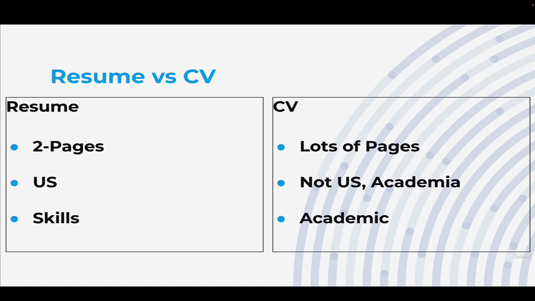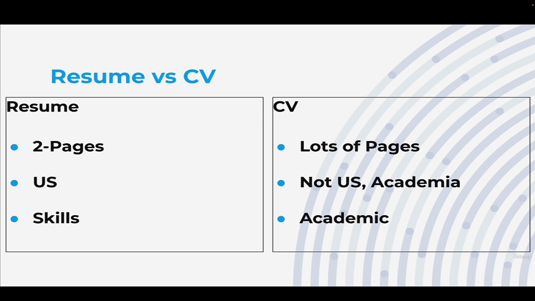We'll start with what I consider a very important difference: a resume versus a curriculum vitae or a CV. A resume is 2 pages. It's what we use in the United States, and it's focused on skill. A curriculum vitae is lots of pages, 10 pages, 20 pages, and it's what's used outside of the US or in academia, meaning if you're applying for an academic position, you're going to be using a CV instead of a resume. It is going to be focused on academic accomplishments instead of a set of skills.